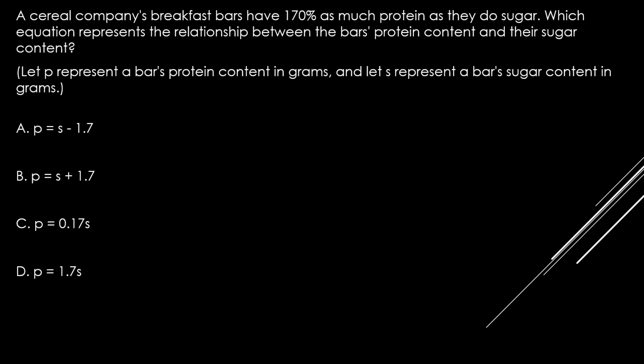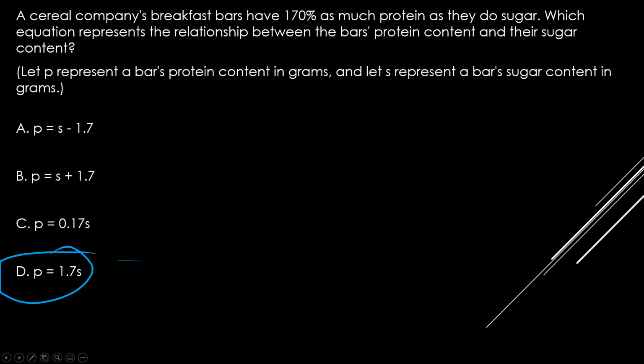A cereal company's breakfast bars have 170% as much protein as they do sugar. Which equation represents the relationship between the bar's protein content and their sugar content? So since they have 170%, if you have 100%, that is the same as 1. And since we have that extra 70%, that would be 1.7. So the correct equation here would be P equals 1.7.